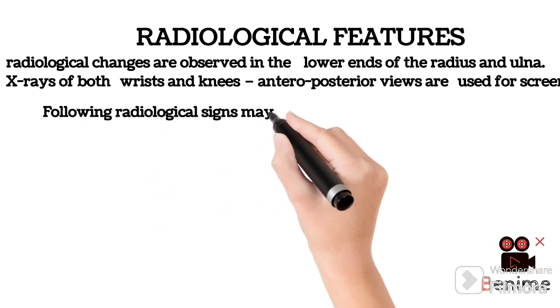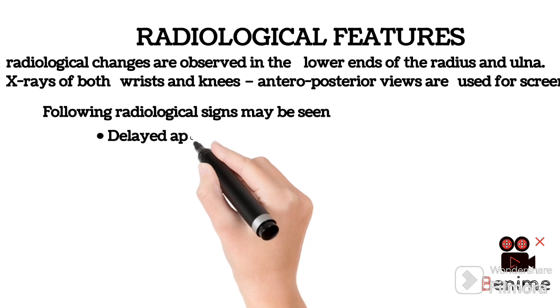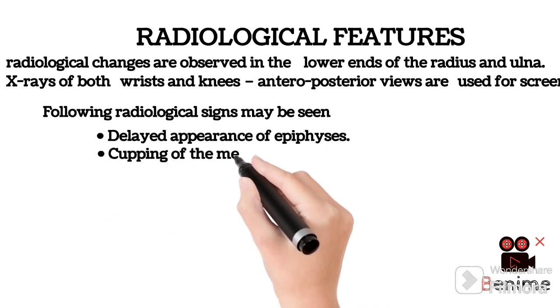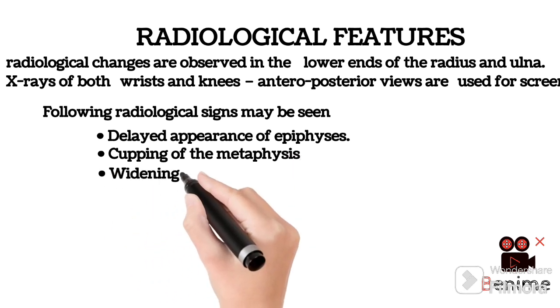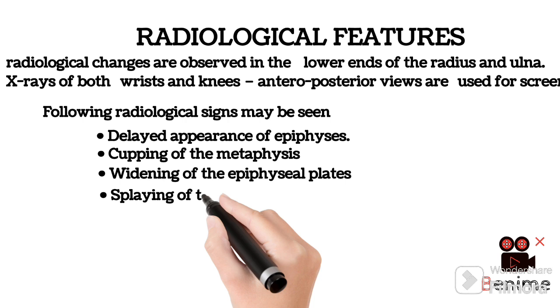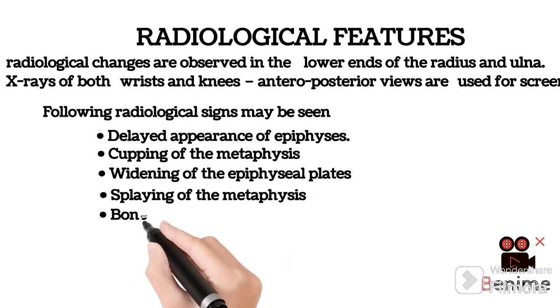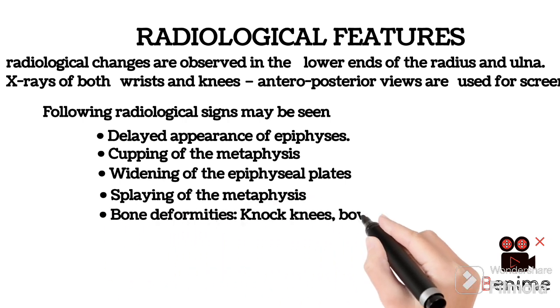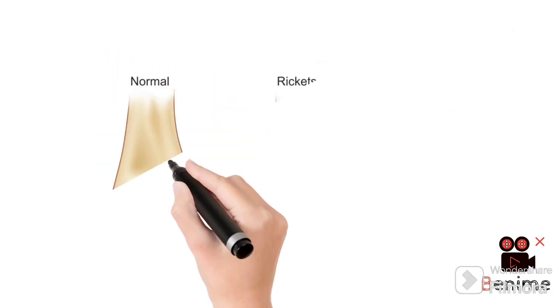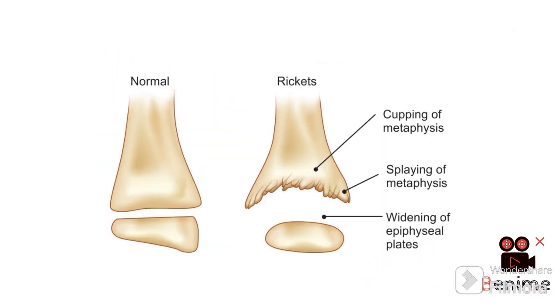Following radiological signs may be seen: delayed appearance of epiphysis, cupping of the metaphysis, widening of the epiphyseal plates, splaying of the metaphysis, and bone deformities like knock knees, bow legs, and coxa vara. Here, cupping and splaying of metaphysis along with widening of epiphyseal plates can be seen.